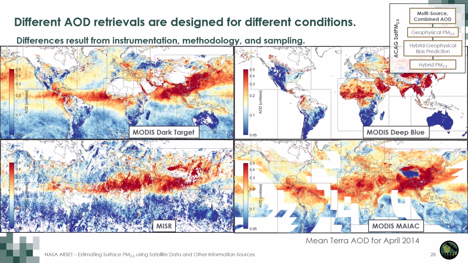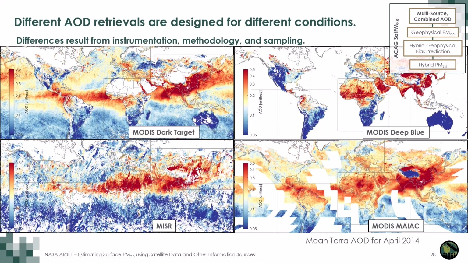So to give you a better idea of how AOD retrievals can vary, I've plotted here 4 separate AOD retrievals, all monthly means of available data for April 2014, taken from the same satellite platform. 2 instruments are represented, MODIS and MISR, with the dark target, deep blue, and MAIAC retrievals being applied to the MODIS instrument, and the MISR instrument having its own specific retrieval algorithm. What will strike you is how, in some ways, these retrievals are also similar, but in other ways they look quite different. Bear in mind these are all good, high-quality retrievals.